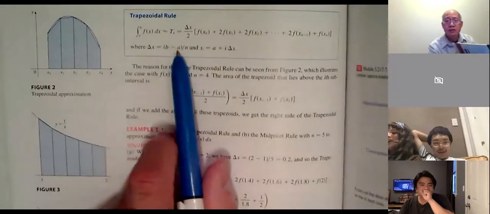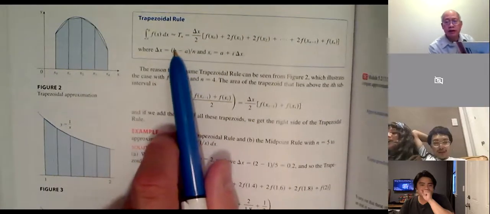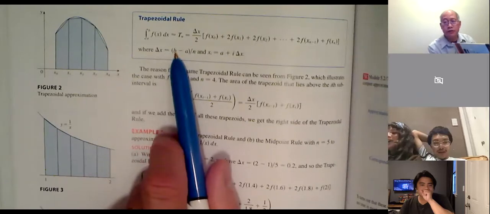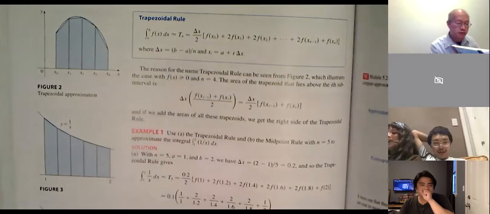Looks like this. I'm just going to show it to you real quickly. You don't have to write this down. I'll give you the Melvin Hum version shortly. That's trapezoidal rule.